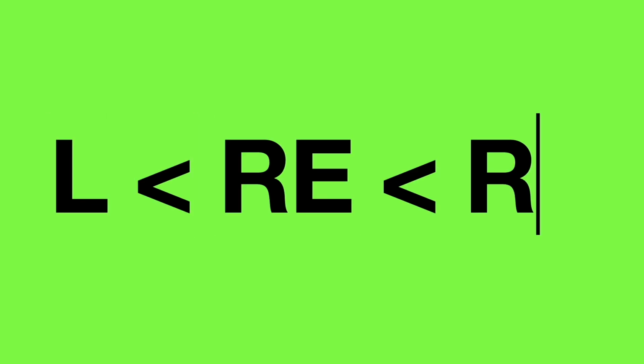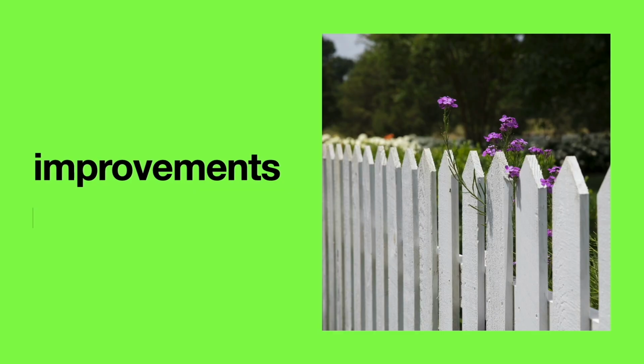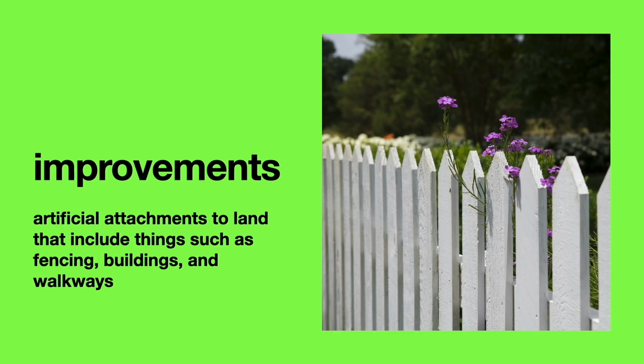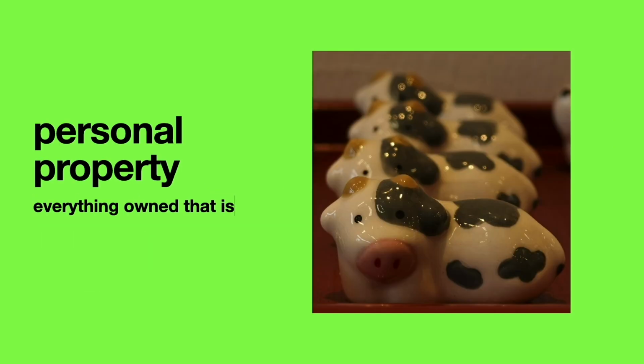It's helpful to remember that land is less than real estate, which is less than real property. Real property is the land, the real estate, all of it. And that kind of goes with the alphabet. So L comes before RE, which comes before RP. That's how I remember it. Improvements: artificial attachments to land that include things like fences, buildings, and walkways. Personal property: everything owned that isn't real property.